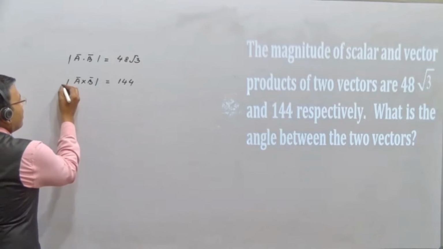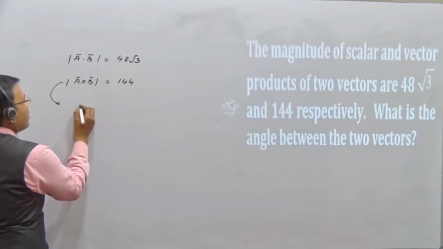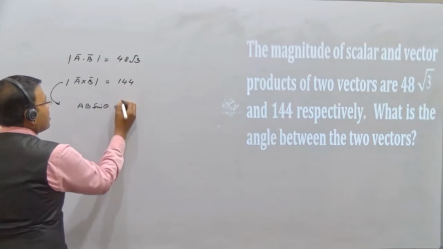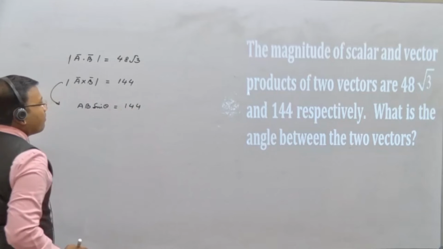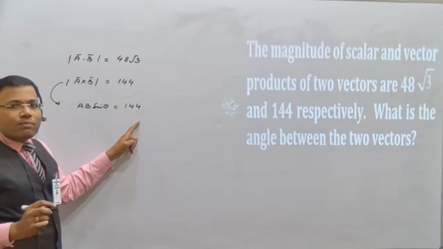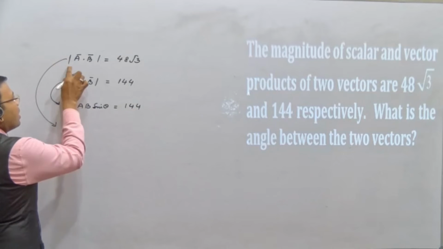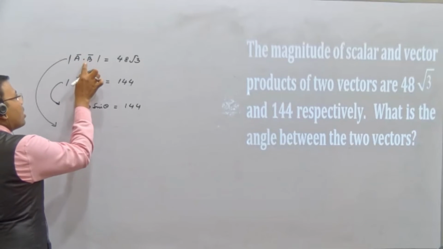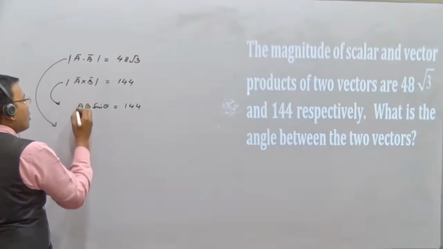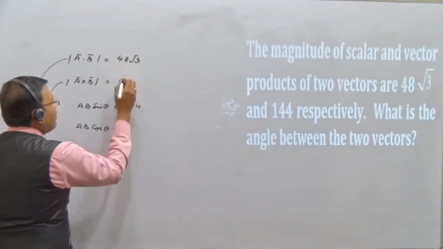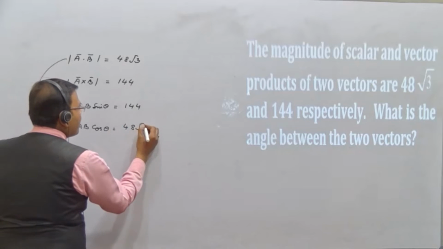So this is the magnitude I'm calculating: AB sin theta is equal to 144. Next, AB, that is A dot B, is the scalar product or the dot product, and the formula for this is AB cos theta, and that value they have mentioned as 48 root 3.